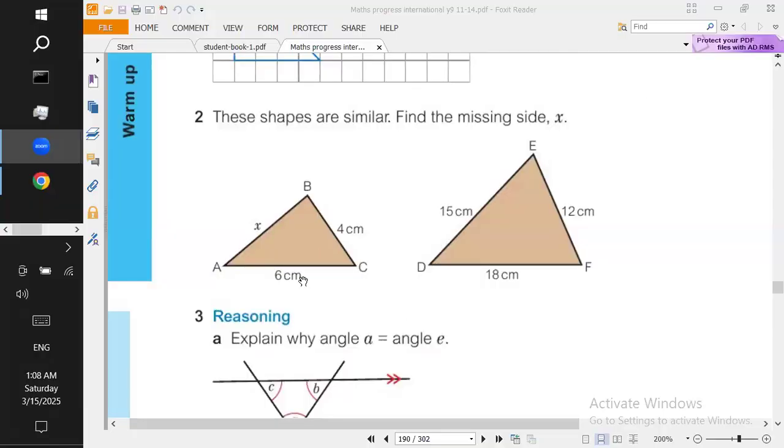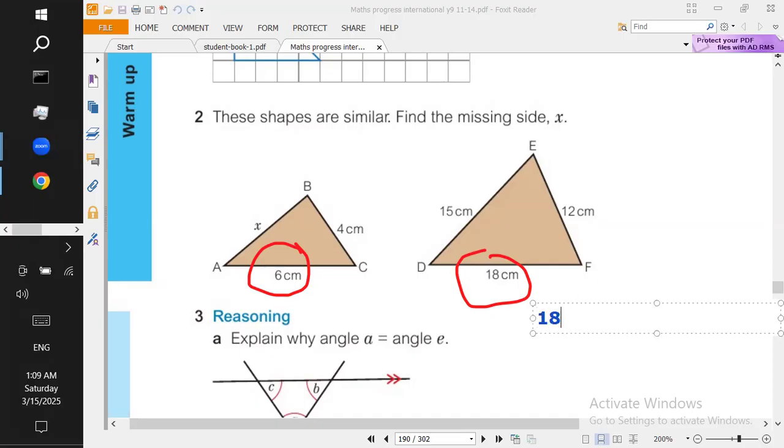So to find the scale, as we said, we look at the bases. Both of them have numbers. We're going to take the bigger number, which is 18, and divide it by the smaller number, which is 6. First thing we do, we divide the bigger number, which is 18, by 6. So we say 18 divided by 6.